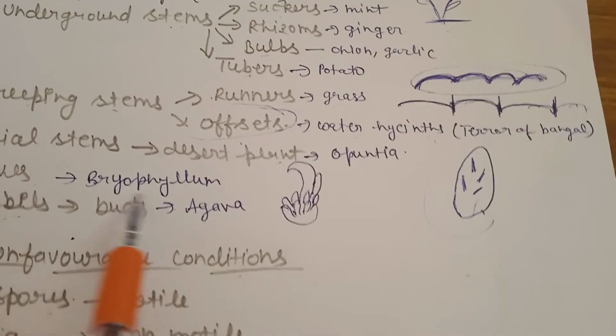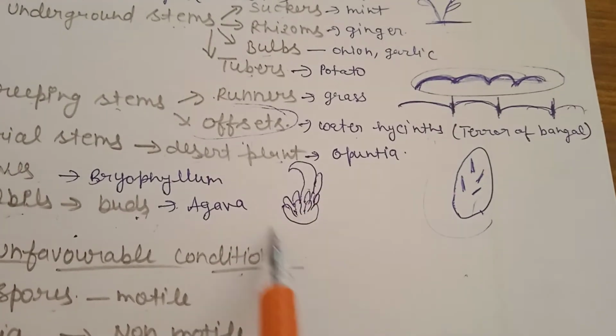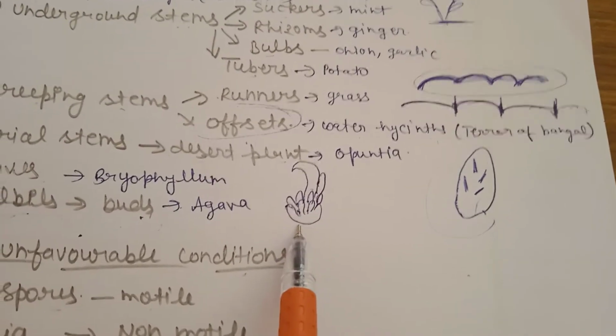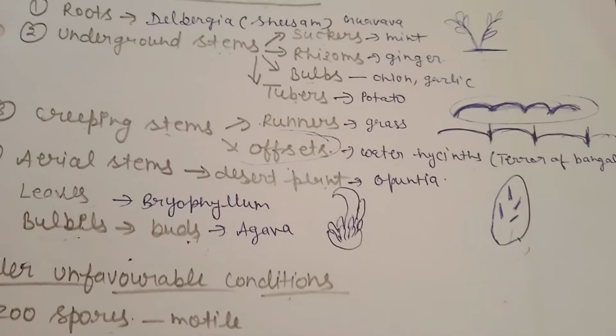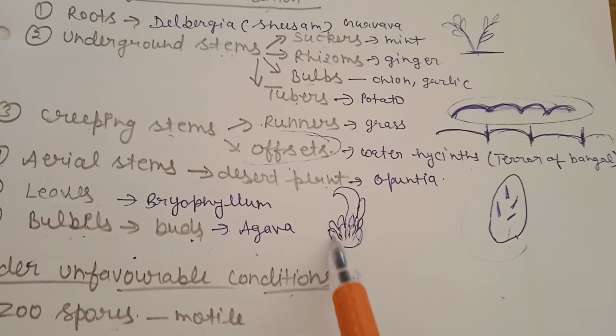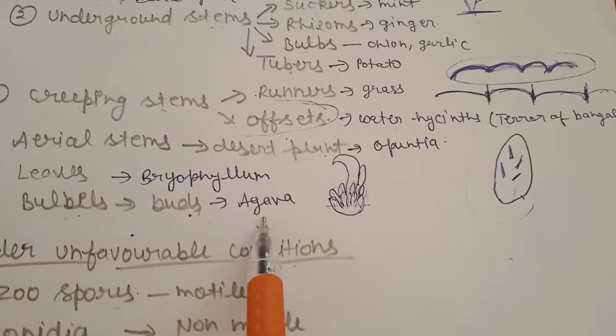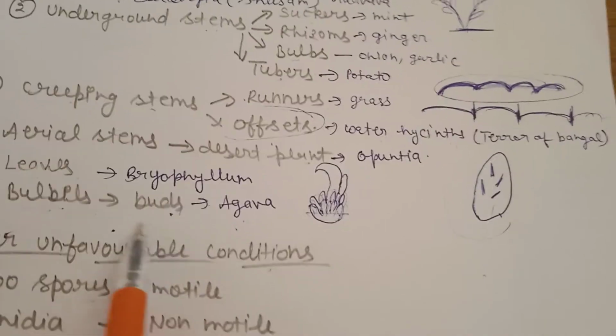Bulbils means growth through the buds. You can take the example of agave. This is the NCERT diagram, you can look at it very easily. In agave, this bud can also grow into a new plant. So this is known as bulbils. It takes place through the buds.